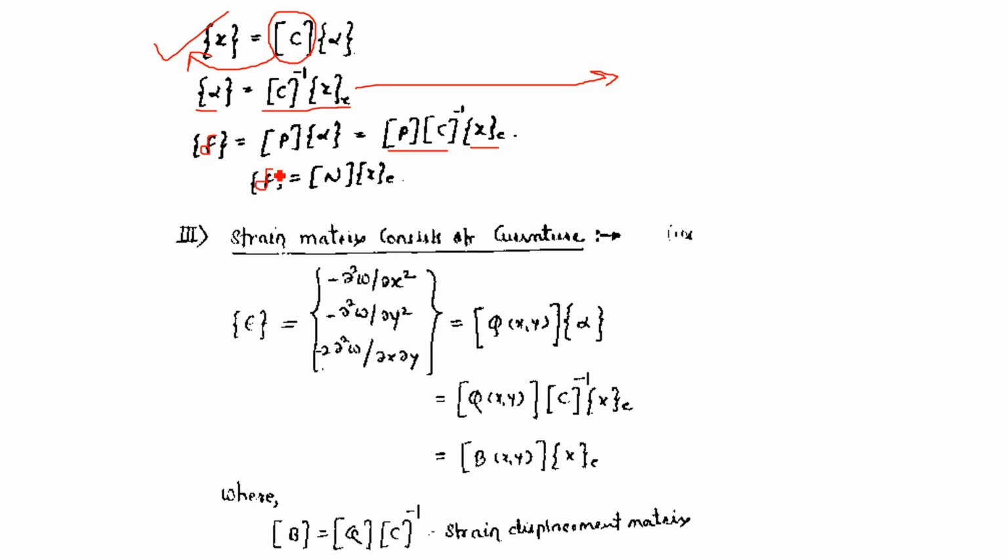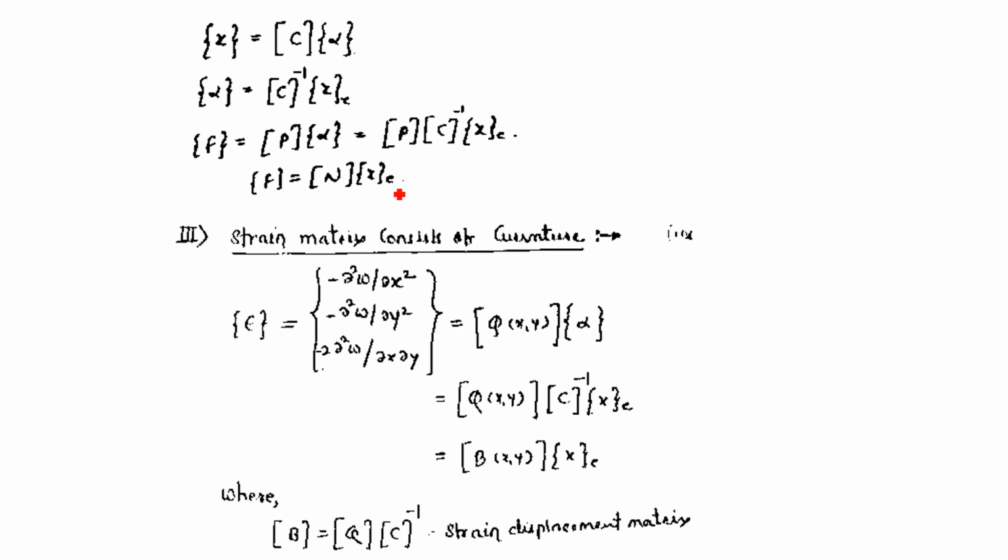So P into C inverse is called the shape function, that is N. How many shape functions will be present here? There will be 16 shape functions because of 16 degrees of freedom. P matrix is 4 by 16 and C inverse is 16 by 16. So finally you will get the 16 shape functions from this calculation.